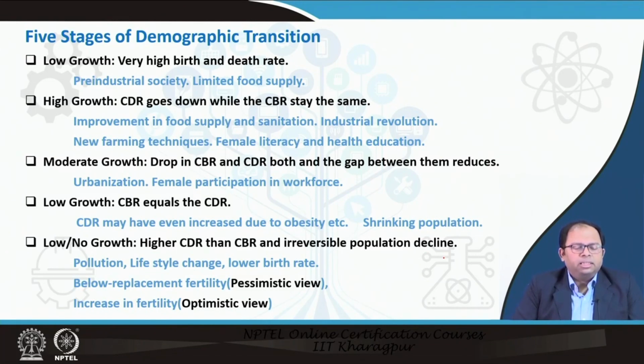So this is the first stage, and then we have the high growth stage, that is when CDR goes down while CBR stays the same. That means the birth rate more or less stays the same, whereas the death rate is coming down.